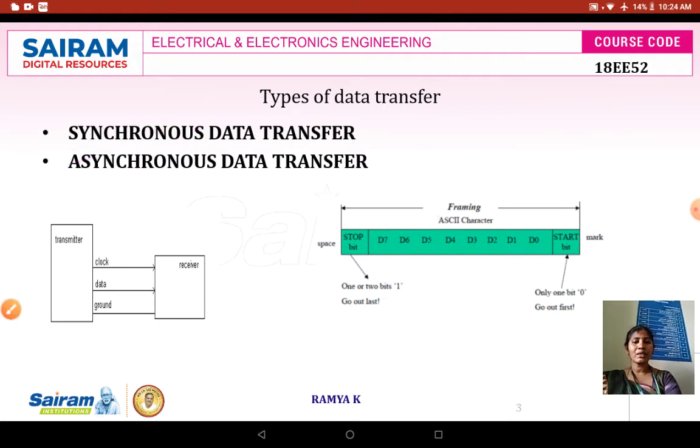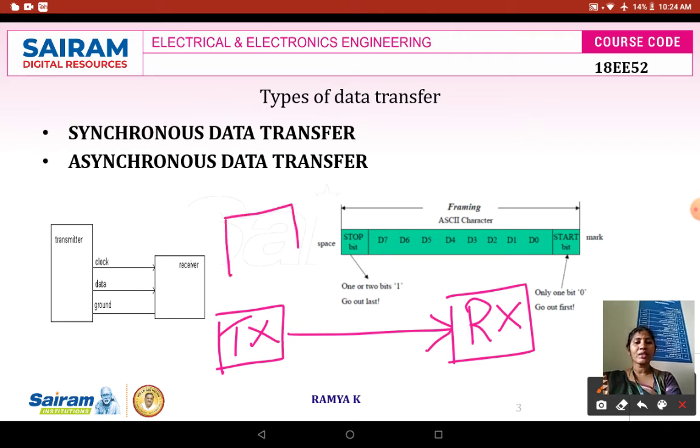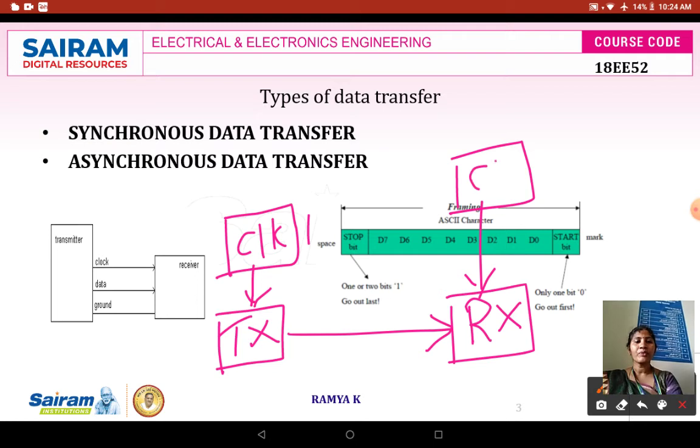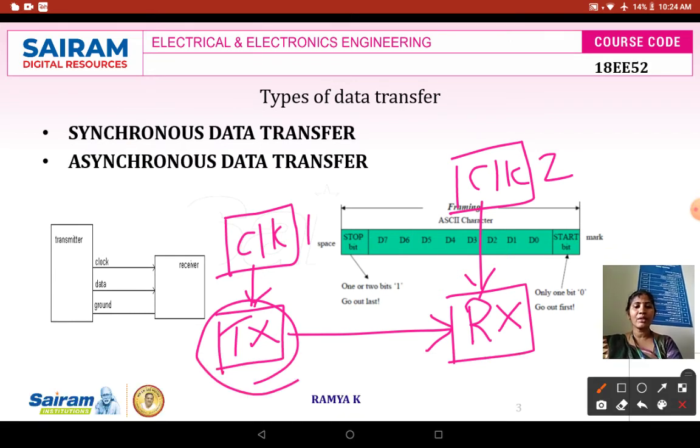Whereas in case of asynchronous data transfer, you have a transmitter, represented with TX, and a receiver, represented with RX. From the transmitting end to the receiving end, you are going to transfer the data. If your transmitter and receiver are operating at different clock pulses, consider this is clock 1 and this is clock 2, so when your transmitter and receiver transmit the data at different clock frequencies, then it is called asynchronous data transfer.